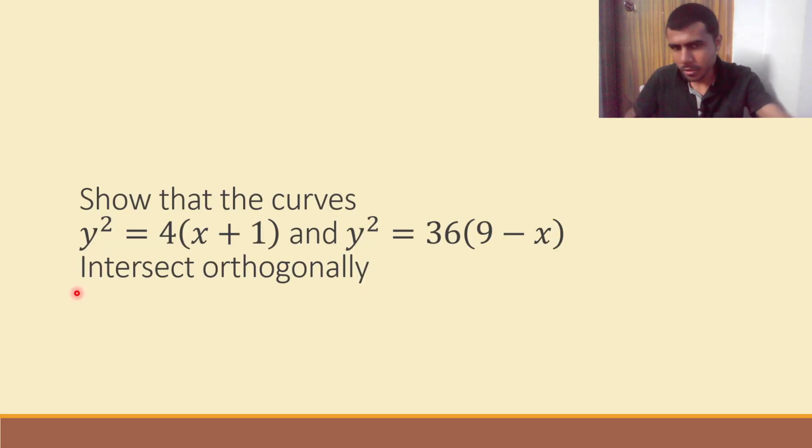Before the solution, a very important point: the angle between the curves is equal to the angle between the tangents. So basically we need to find out the angle between the tangents. To find the angle between the tangents, we need the slopes of the two tangents.